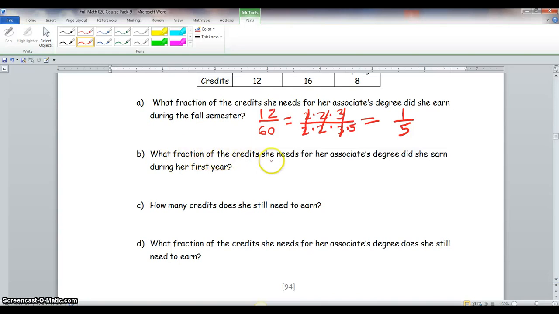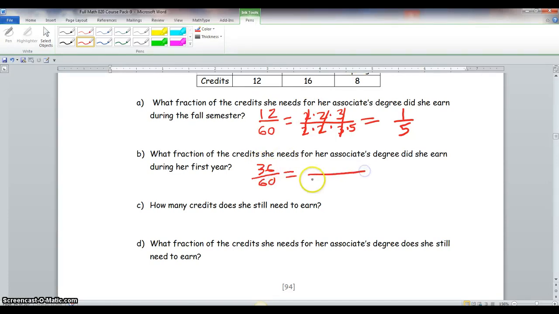It says what fraction of the credits she needs for her associate's degree did she earn during her first year? Now we add up all of these credits. 12 and 16 is 28, plus 8 is 36. So it's 36 over 60.